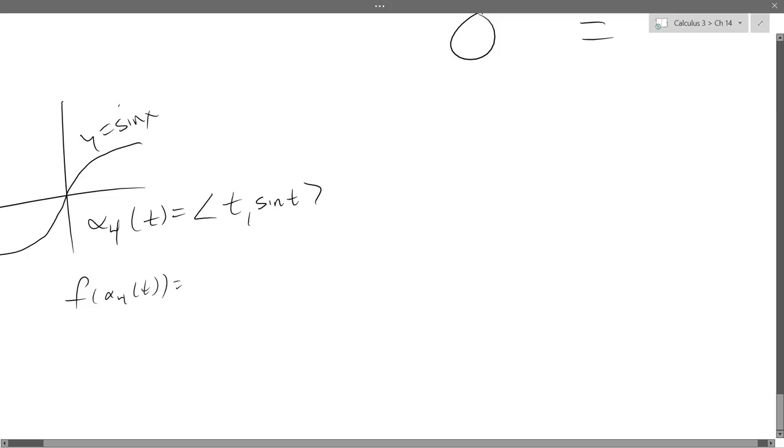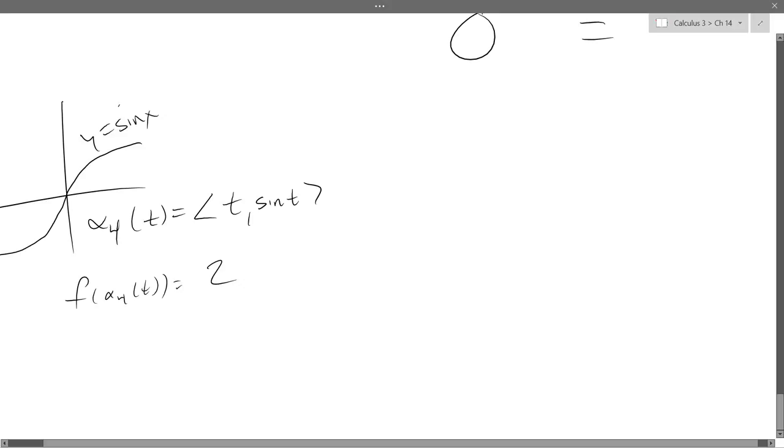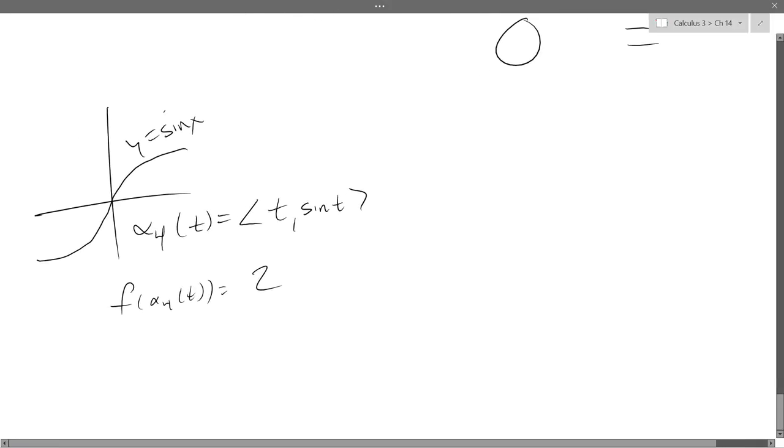I could use tangent as well. Tangent looks not similar, but goes through the origin. So I could use tangent just as well. My derivatives wouldn't be as fun though. This is 2 over x squared.